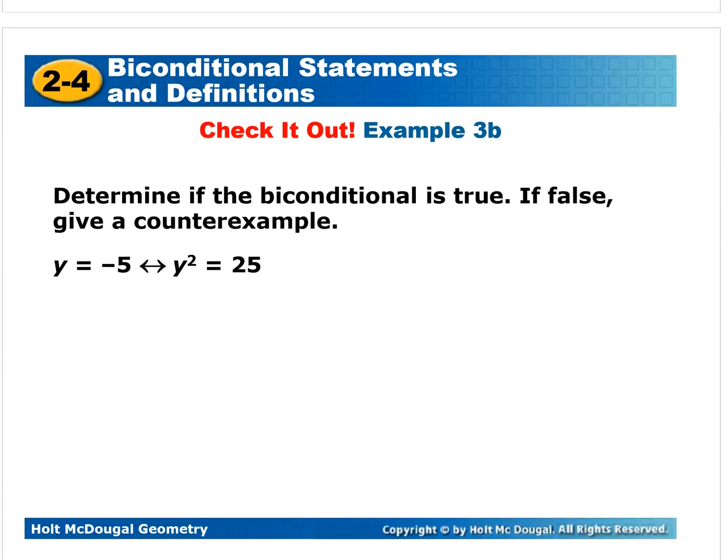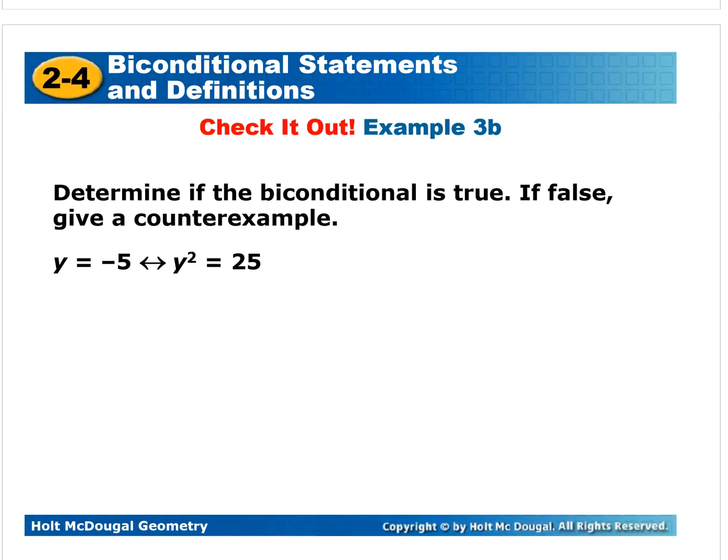So let's check this one out. This one's mathematical. Okay, so if we start at the left and go right, we'll start there first. So if y equals -5, okay, we're just assuming y is -5. Does y squared equal 25? Well, let's check it. So y equals -5. Now let's plug it in for y and see if it equals 25. Oh, that checks out because -5 squared is 25. Perfect. Okay, so that's true.